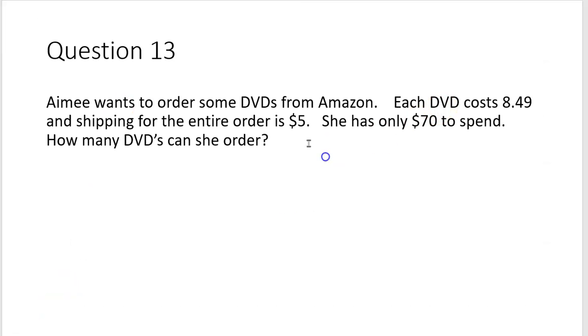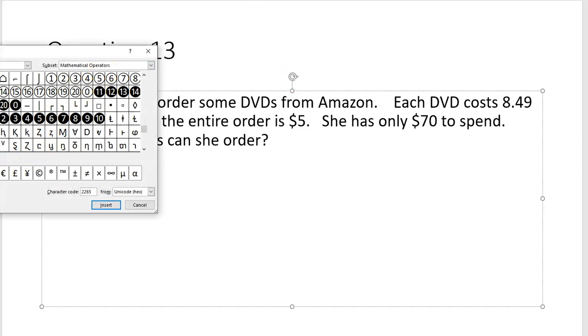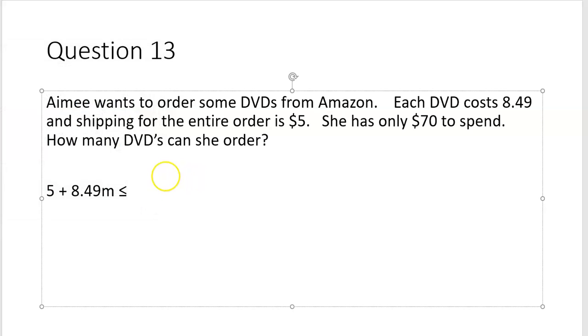13. Question 13 says Amy wants to order some DVDs from Amazon. Each DVD costs $8.49 and shipping for the entire order is $5. She only has $70 to spend. How many DVDs can she order? So she's got $5 for shipping plus $8.49 for each movie she buys. And the max she can spend is $70.